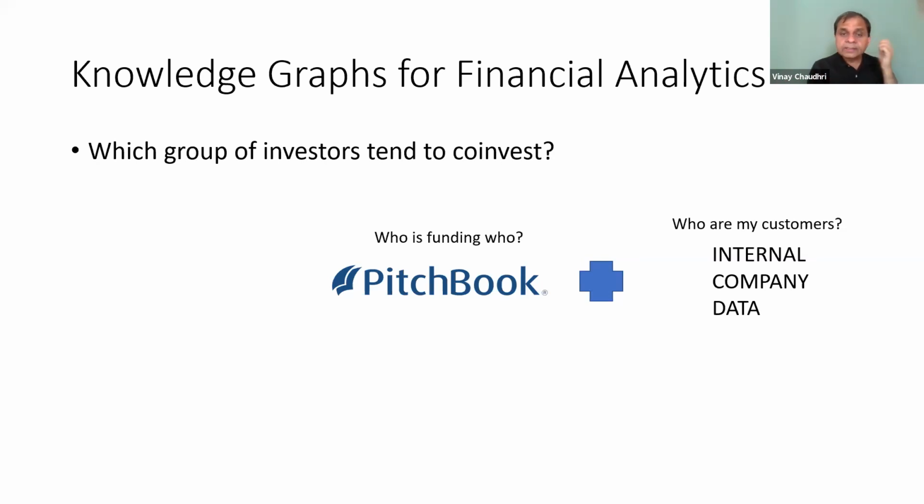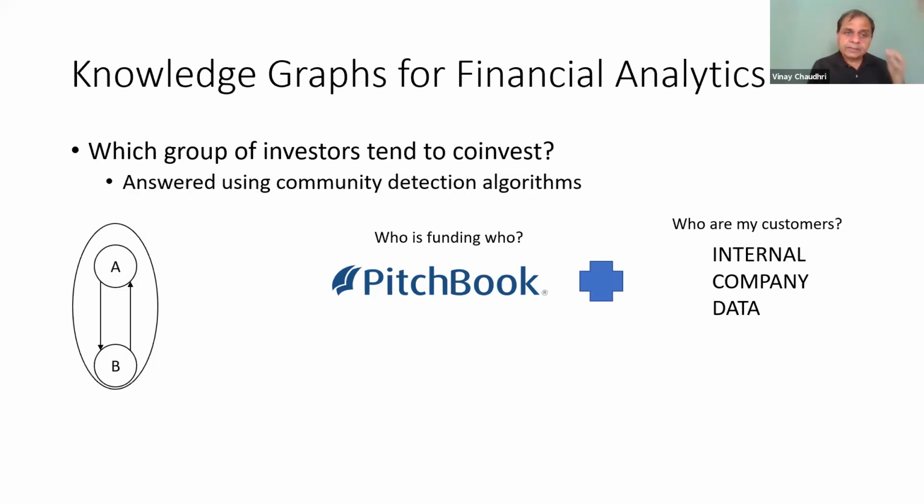Another related question you could ask is, which group of investors tend to co-invest? To answer that question, you could use community detection algorithms, because they would take into account multiple ways these venture capital or investment companies are connected to their fundees.